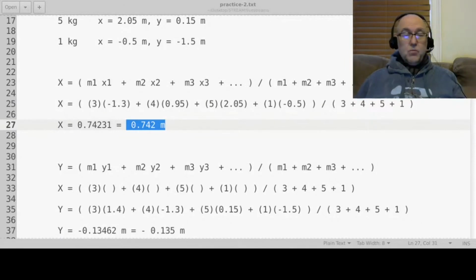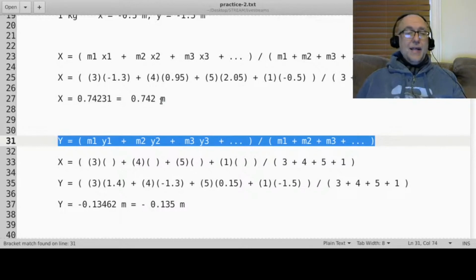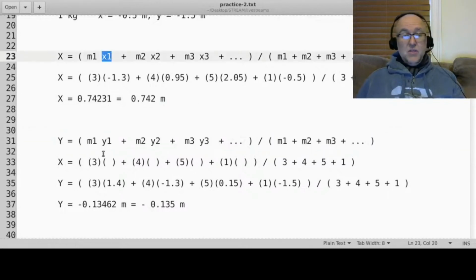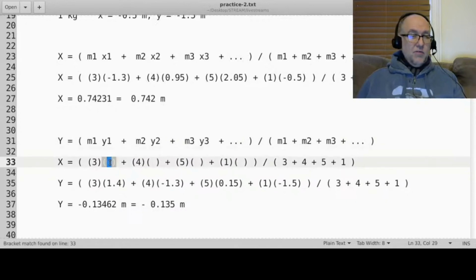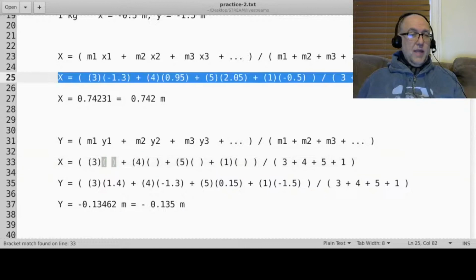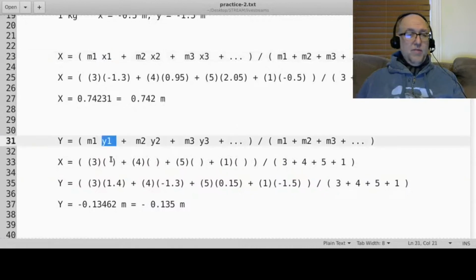So next we do the y, and here's the equation for y. It's exactly like the x, except instead of x values, you replace them with the y components. The next line is not a typo. All I did was take the previous line and remove the x values, just to show you that the x and the y have exactly the same structure. All you're doing is replacing x1 by the y1 value.